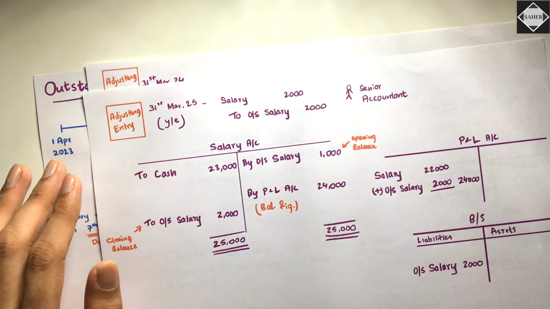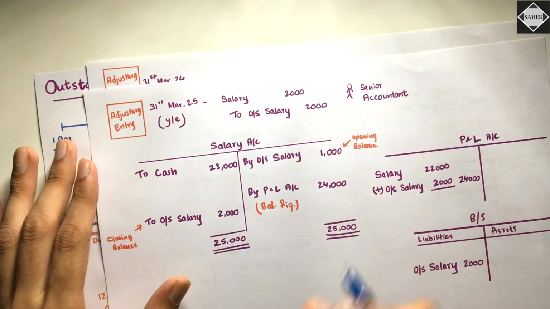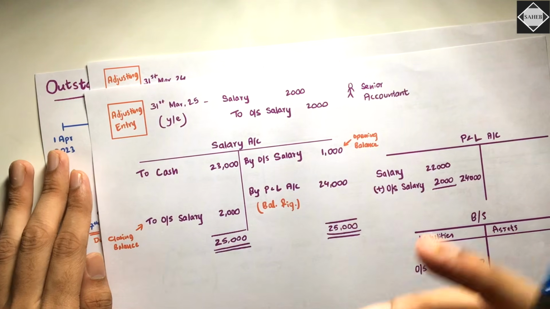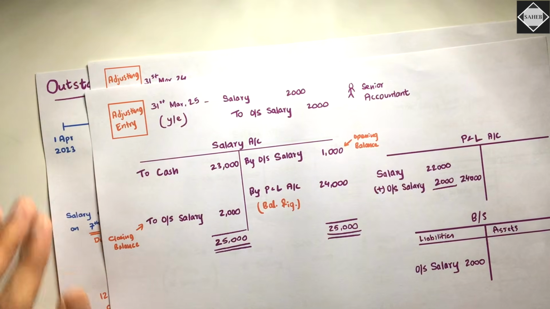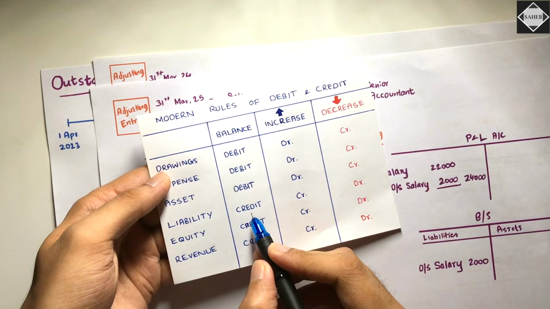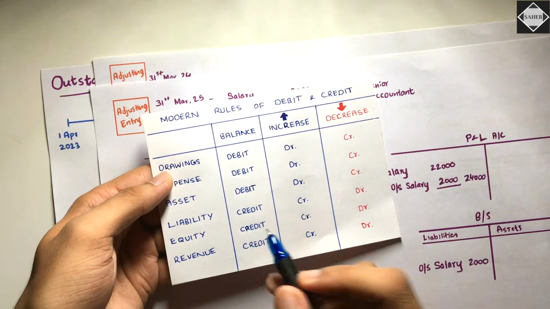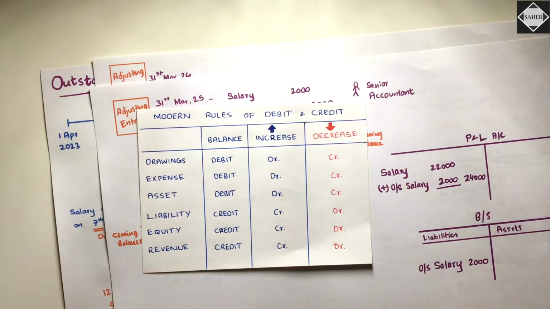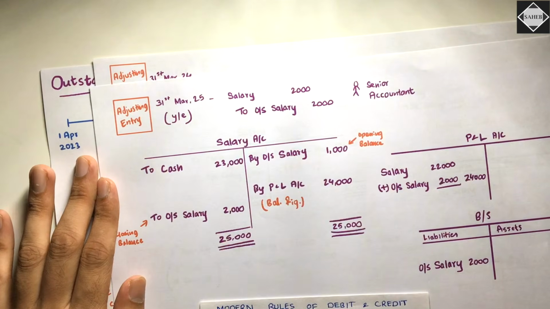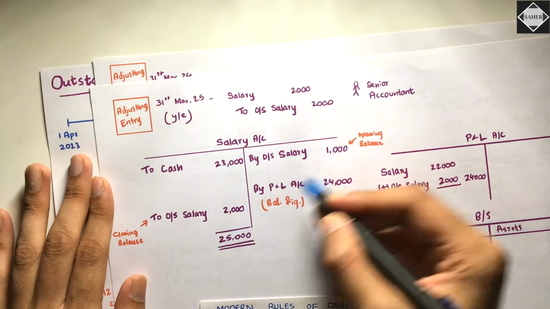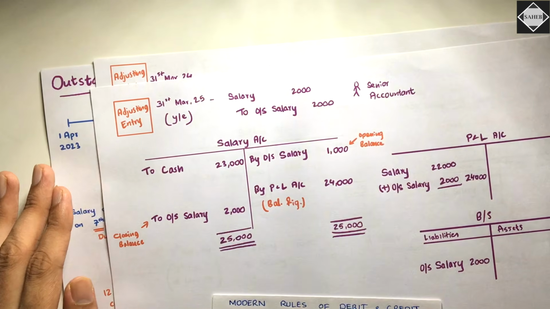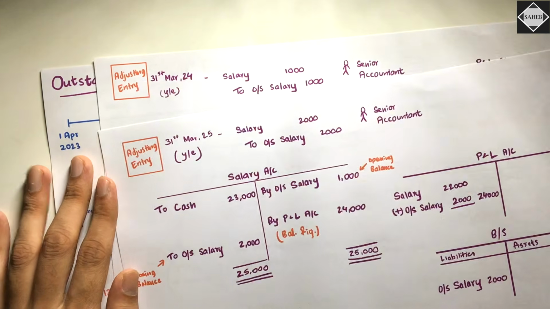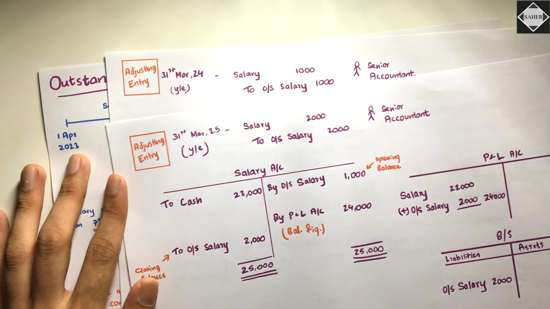Fine. Okay, and then outstanding salary. What is outstanding salary? Outstanding salary is a liability account, right? Liability account has credit balance. Whichever account has credit balance, when we prepare the ledger account of that also, opening balance will be on the credit side, closing balance will be on the debit side, right? So that is what you have to remember and take it like that.